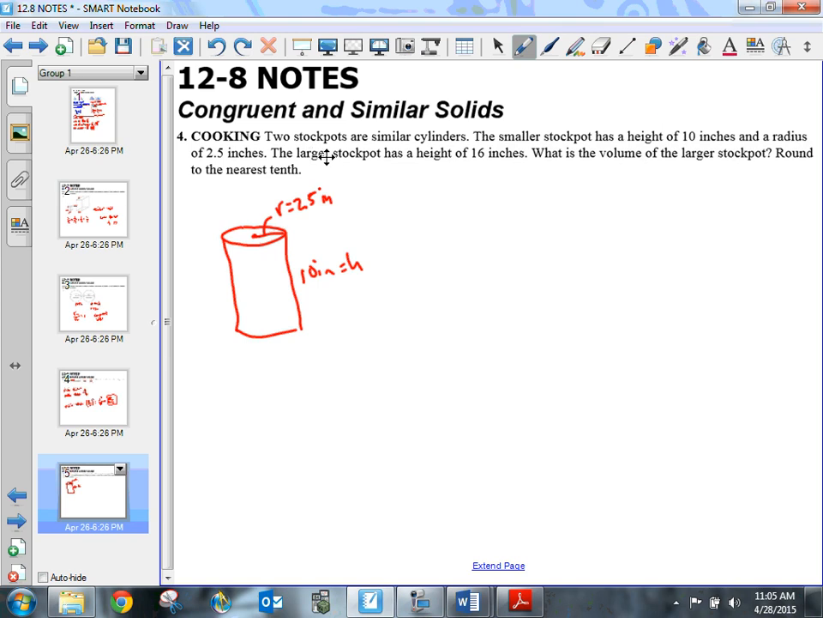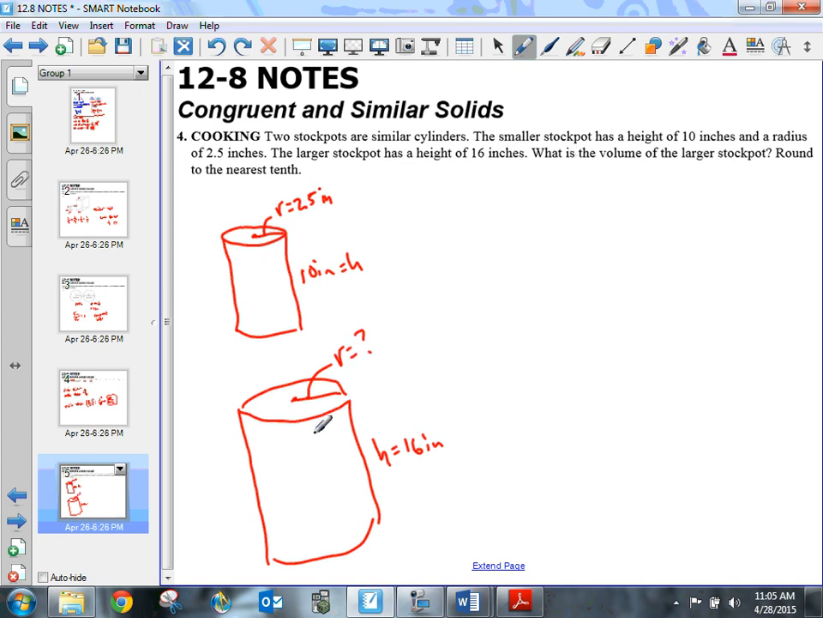The larger stock pot has a height of 16. So I'm going to come down here. I'm going to draw a bigger one. Pardon my drawing. Doesn't look very good, but you get the idea. My height is equal to 16 inches, and I don't know what my radius is. Okay, but I'm just going to leave it here. I don't know what my radius is. Okay, and it says, now what is the volume of this? So what's my volume?